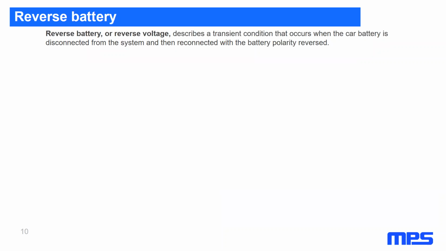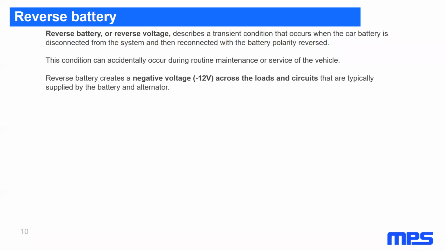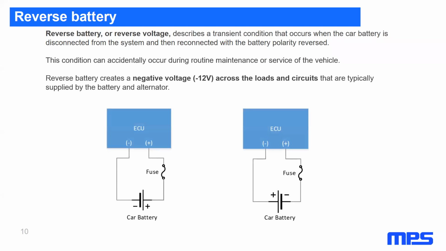Reverse battery or reverse voltage describes a transient condition that occurs when the car battery is disconnected from the system and then reconnected with the battery polarity reversed. This condition can accidentally occur during routine maintenance or service of the vehicle. This creates a negative voltage of minus 12 volts across the loads and circuits that are typically supplied by the battery and alternator.